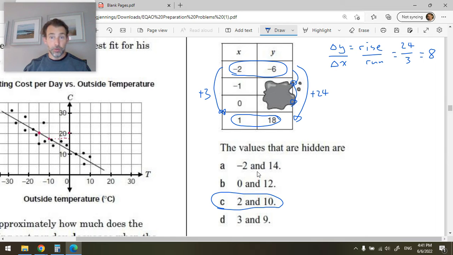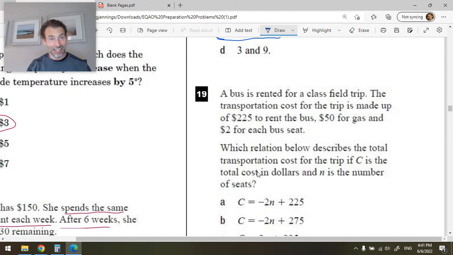2 and 10. How do I know this? I added 8 to -6 to go up here. -6 plus 8 is 2. And then I added 8 to 2 to go up here, 10. So this is 2 and this is 10. And wouldn't you know it, if I go up from 10 to 18, I would just add 8, which is what I wanted. This is what I said.